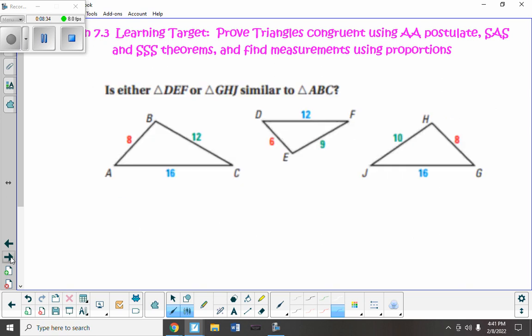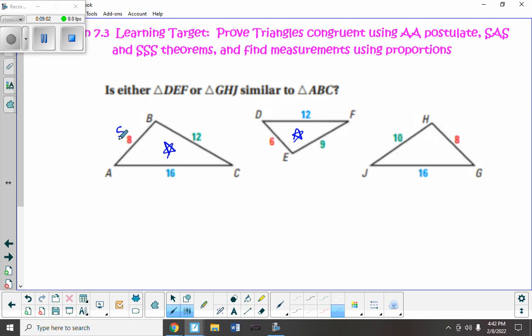So it says in this example, is either triangle DEF or triangle GHJ similar to triangle ABC? So we're going to start by looking at this triangle and this one to see if the corresponding sides have the same ratio. And when I have a problem like this where I have all the sides and I have to compare them, I like to label the small, the medium, and the large in each triangle because that's what you're looking at.